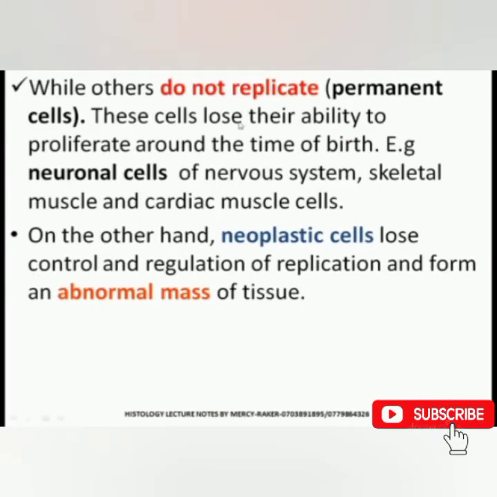While others do not replicate, and these are called permanent cells. These cells lose their ability to proliferate around the time of birth, e.g. the neuronal cells of the nervous system, skeletal muscle cells, and cardiac muscle cells. On the other hand, we must note that neoplastic cells lose control and regulation of replication during the cell cycle and form an abnormal mass of tissue.